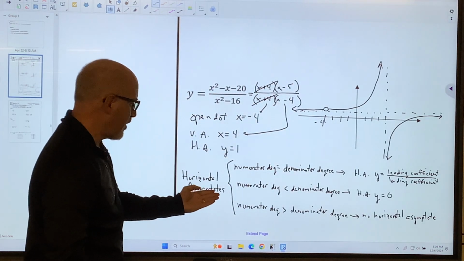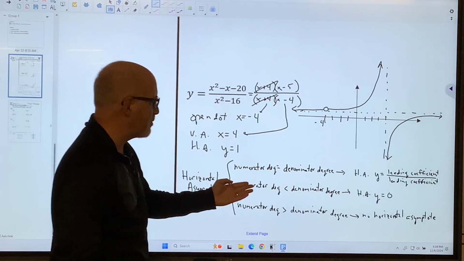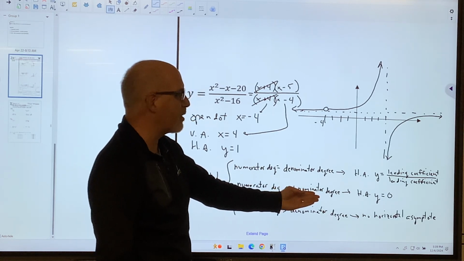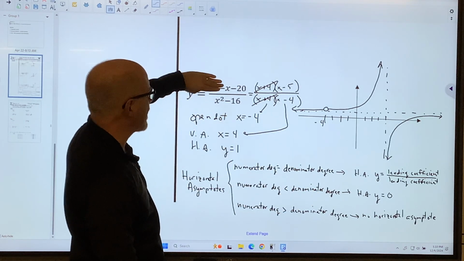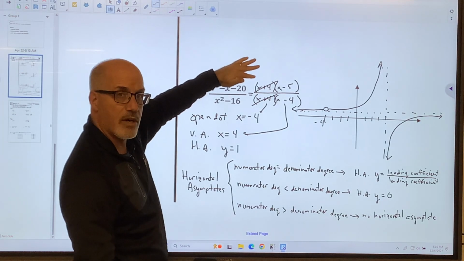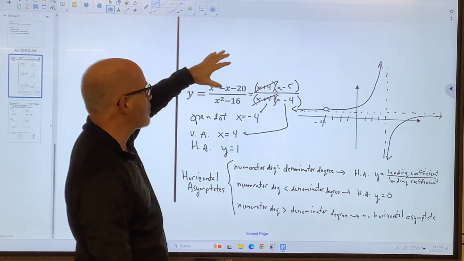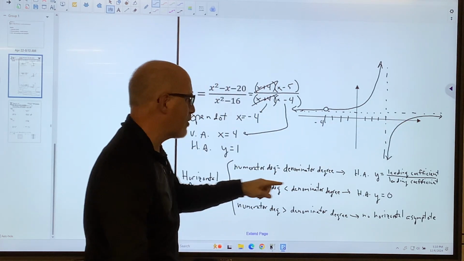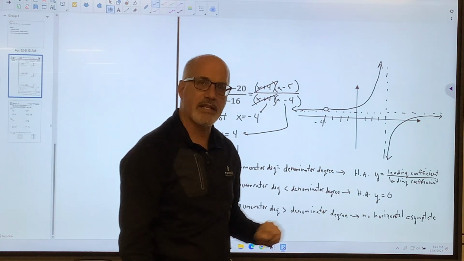Now the other thing you look at for horizontal asymptotes is when the numerator degree is less than the denominator degree. So let's say that we didn't have the x squared minus, it'd just be x over x squared. When that numerator degree is smaller, then this will go to 0. The x-axis, or y equals 0, would be your horizontal asymptote.